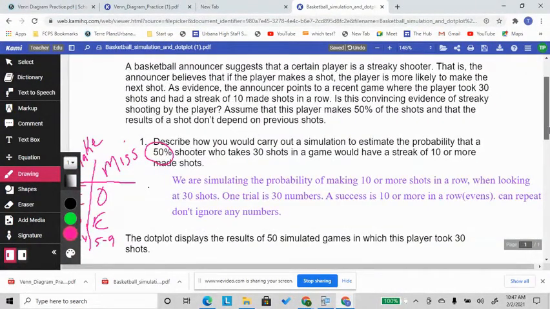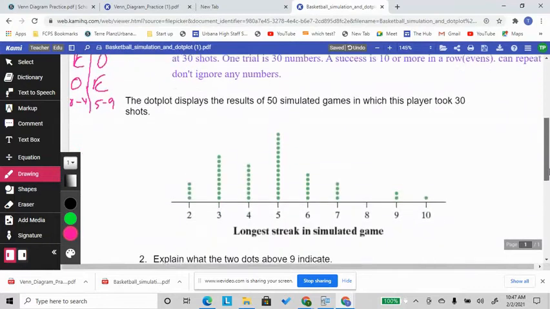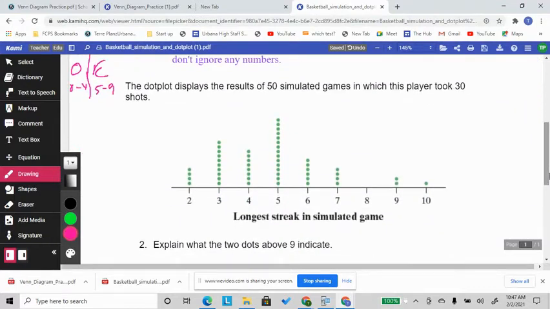Let's take a look down here where it says the dot plot displays the results of 50 simulated games in which this player took 30 shots. Number 2 says indicate what these mean. Each one of these dots is one trial of 30 shots, and they counted up how many in a row.